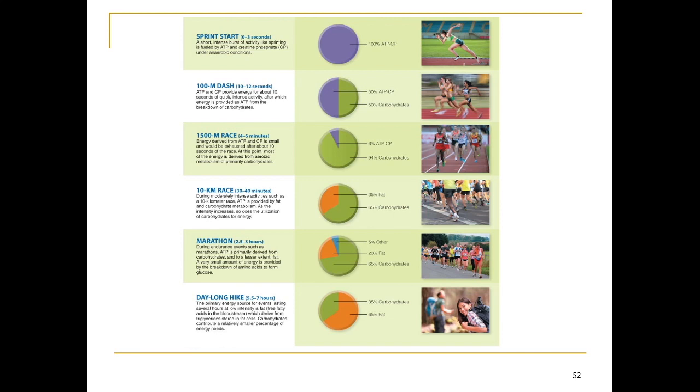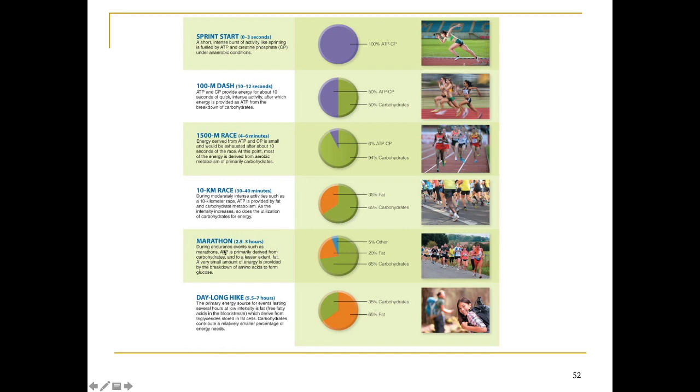So once you get into things like a 10K race, which I really can't imagine doing a 10K race in 30 or 40 minutes, but I guess some people are pretty badass. You start to burn more fat, it's the slow burn nutrient, while the major intense parts of your exercise are compensated for by carbohydrates.